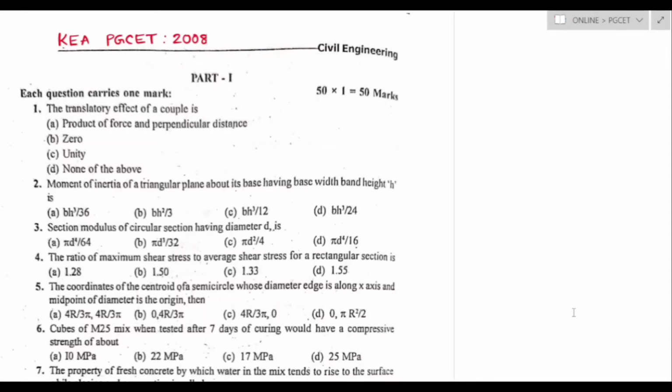In this video, I'll be discussing the PGCET Civil Engineering question paper of the year 2008, and I'll be providing the complete analysis and detailed solution for this question paper. So let's begin with the Part 1 questions.